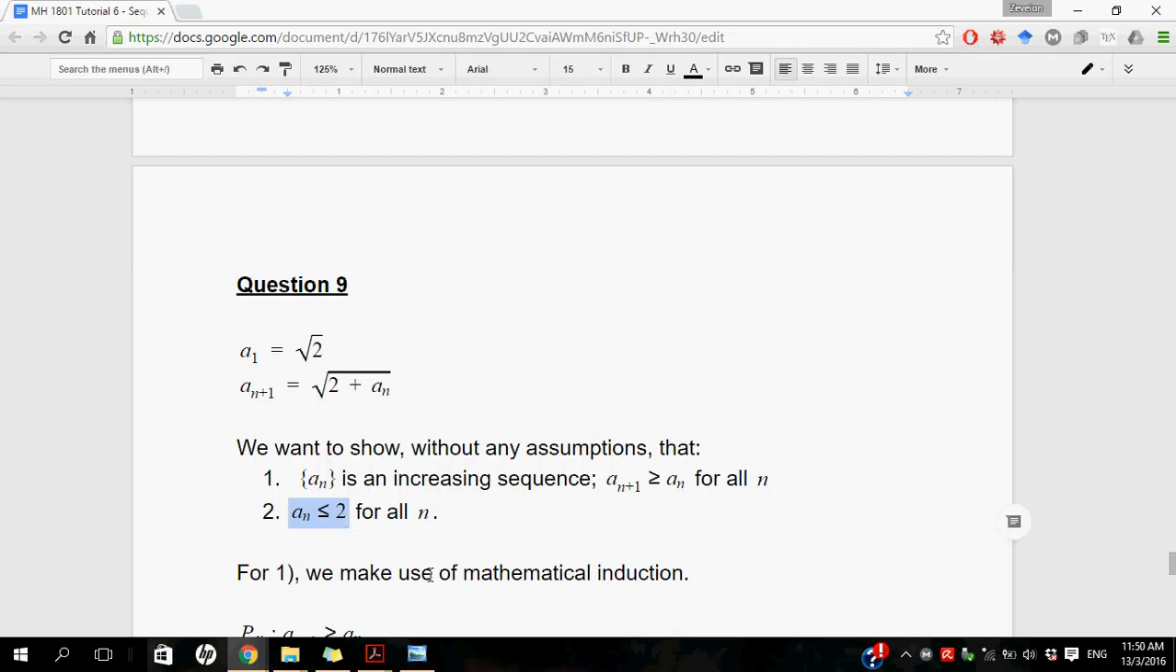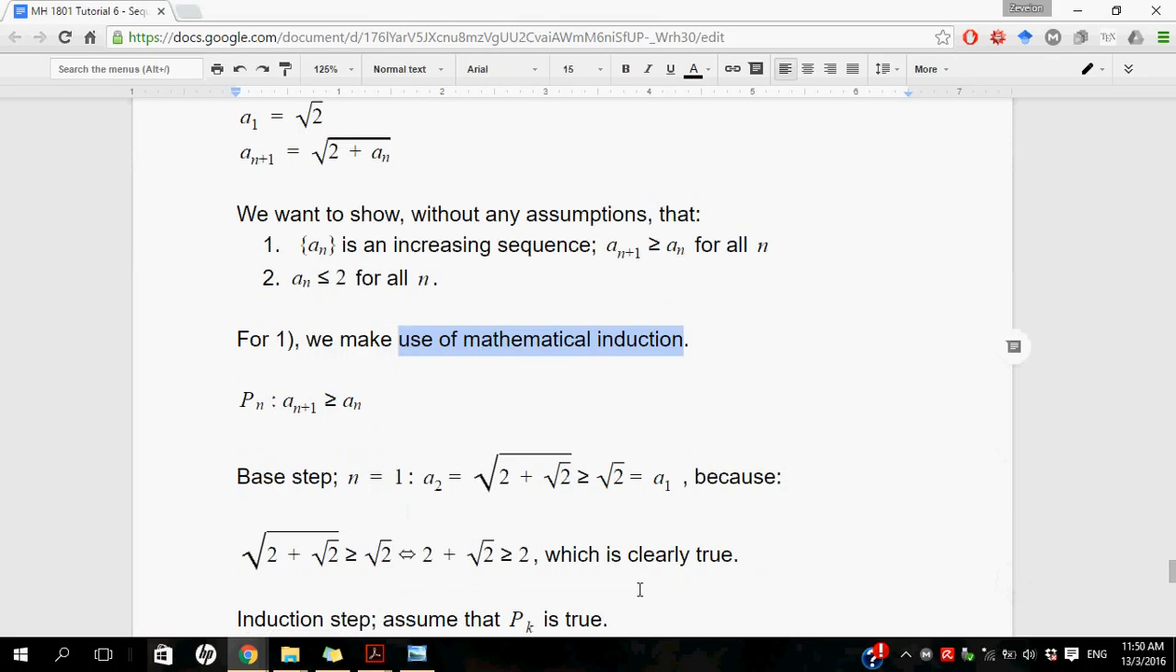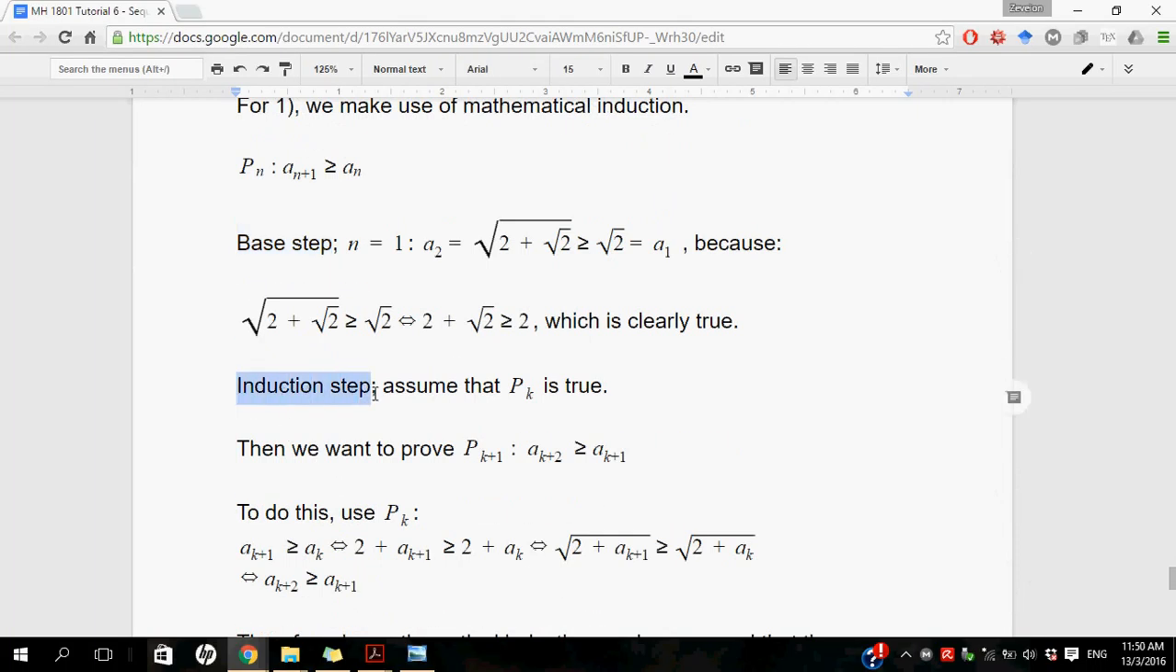Well, we will make use of a method of proof called mathematical induction. When we want to apply induction, there are two steps. The first is the base step, and the next is the induction step. So we will need to show that the base step is true, and then the induction step shows that all these subsequent steps are also going to be true for the statement that we want to prove.